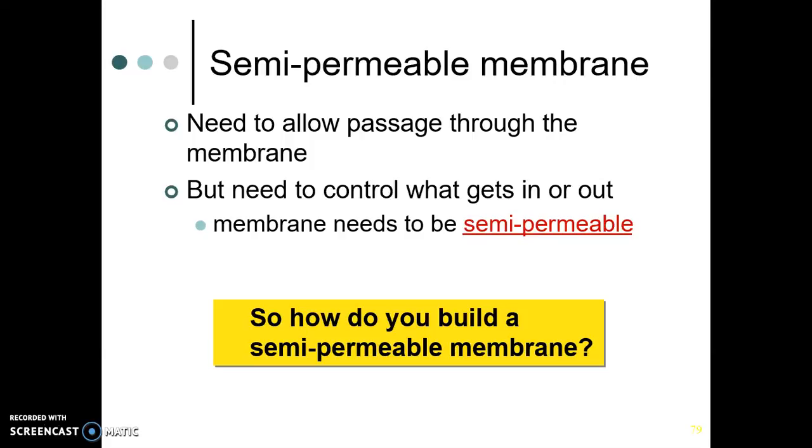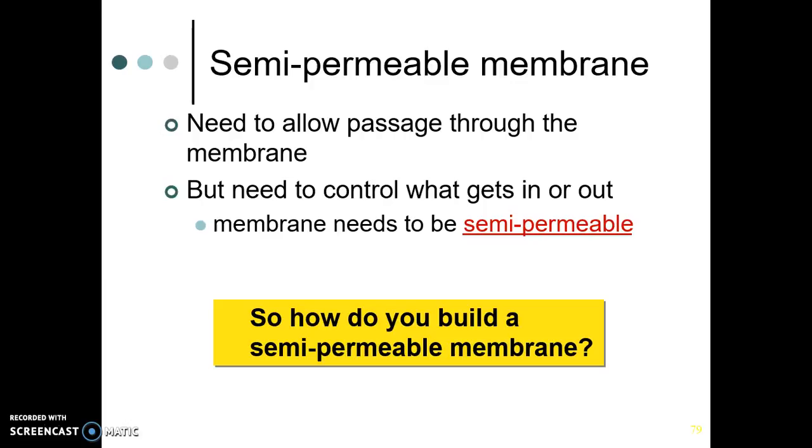Cool. So now we're able to create this barrier. We're able to separate water from water. Awesome. But the problem is we need some things to come in and out. This can't just be a brick wall where nothing can pass through. Because remember, we need to get food in and we need to get waste out.